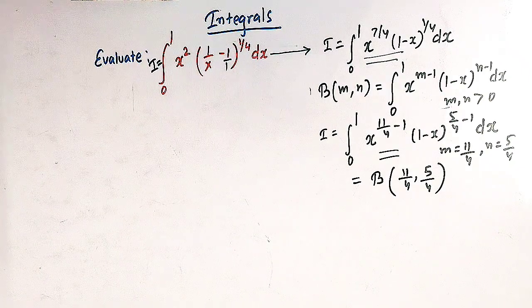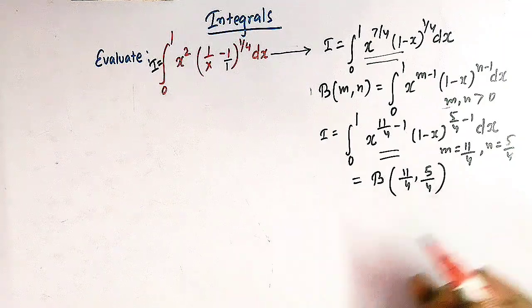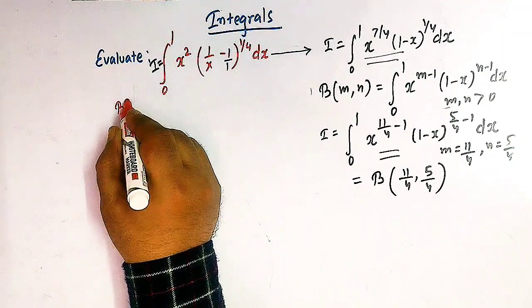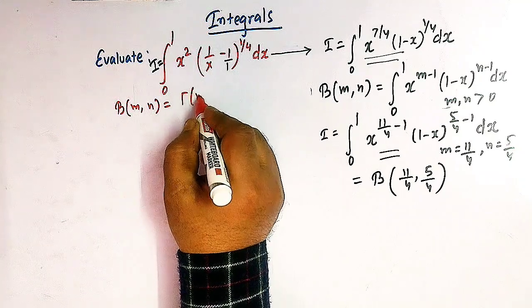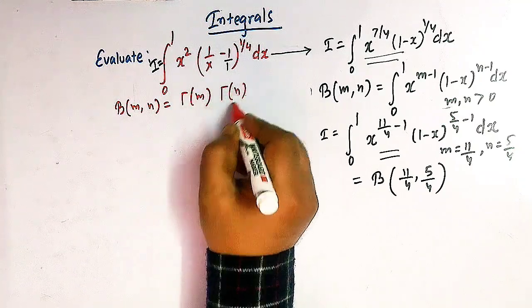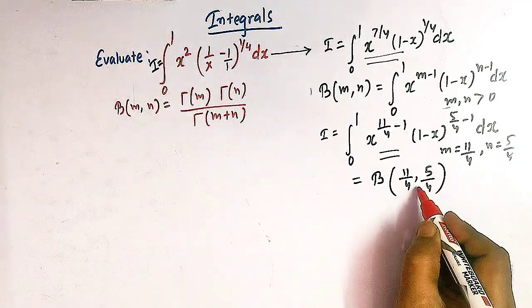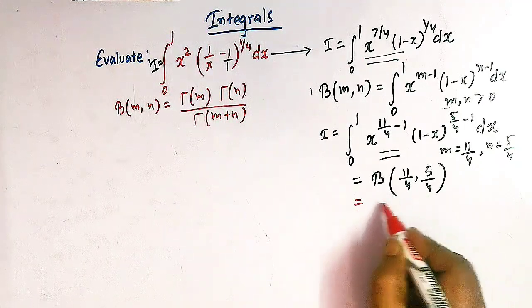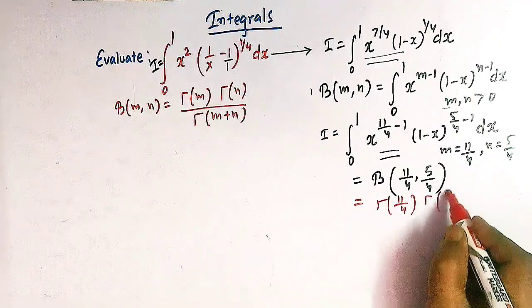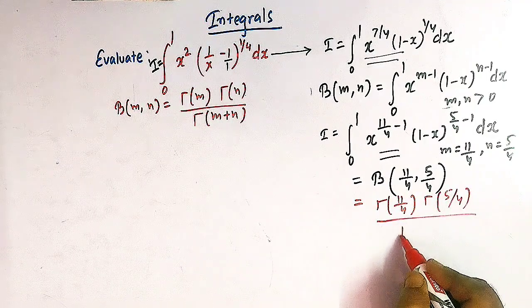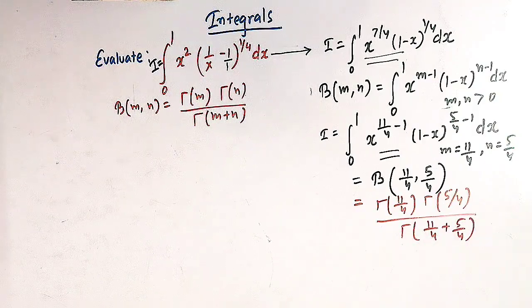So now to move further, we'll convert the beta function into the gamma function through this relation, that is beta of m comma n is given by gamma m times gamma n divided by gamma of m plus n, right? So this expression is now equal to gamma of 11 by 4, then gamma of 5 by 4, and then gamma of 11 by 4 plus 5 by 4, right?